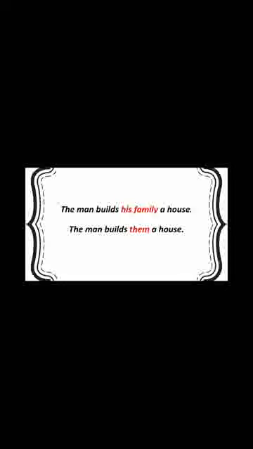Can I repeat that? I'm sure you have other sentence examples, but let's look at this again. The man builds his family a house. His family is the indirect object. It comes before a house. Okay, that is the indirect object. Like I told you, the indirect object comes before the direct object, which is a house in this sentence. The man builds them a house. Them is the indirect object.